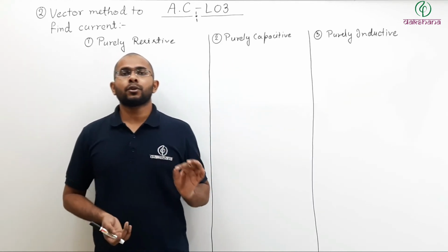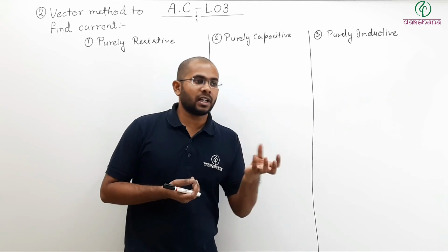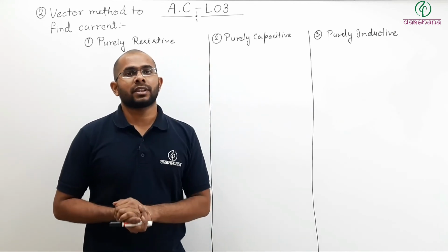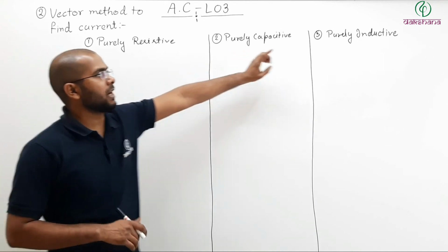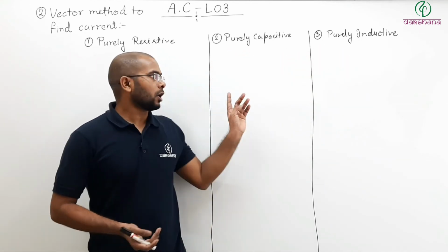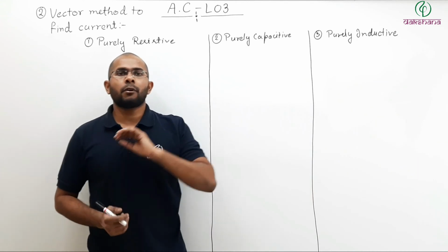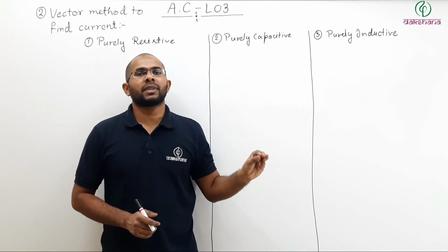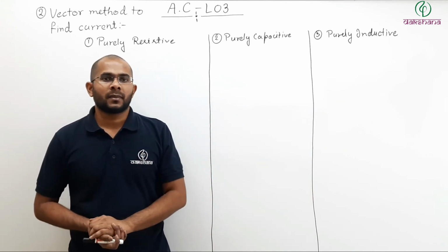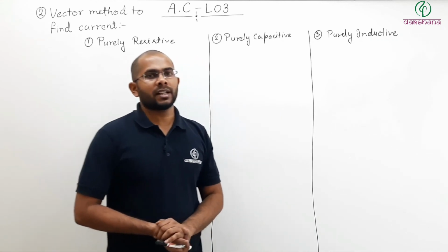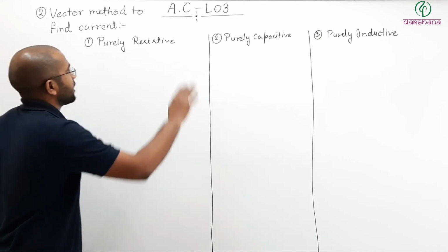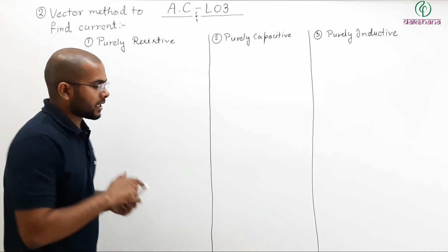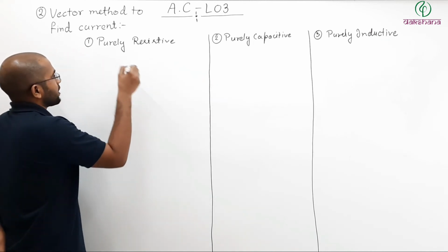Now let us try to verify our result obtained from the vector method using three kinds of circuit: purely resistive, purely capacitive, and purely inductive. For all three circuits, we have already used the mathematical method to find the current. Now let us try the vector method and see whether they are the same or not. In case of a purely resistive circuit, you will say what?